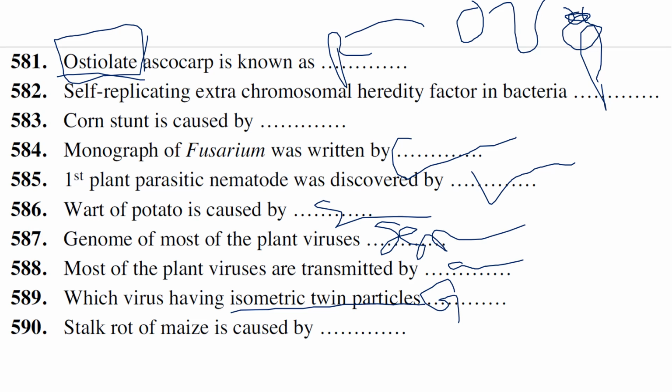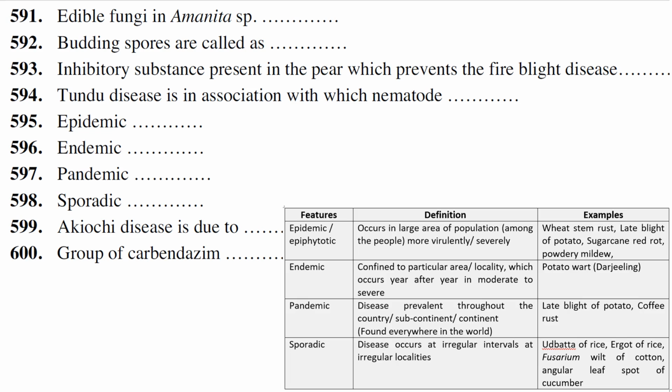The next one: stalk rot of maize is caused by Erwinia carotovora pv. zeae. Edible fungi of Amanita: Amanita is generally deadly poisonous, but there are a couple of Amanita species which are edible. Amanita caesarea, we can call Caesar's mushroom. Caesar was killed by his wife Agrippina in 54 AD by mixing poison with Amanita phalloides, right? A couple of edible species are Amanita caesarea and Amanita citrina. So these are a couple of edible species.